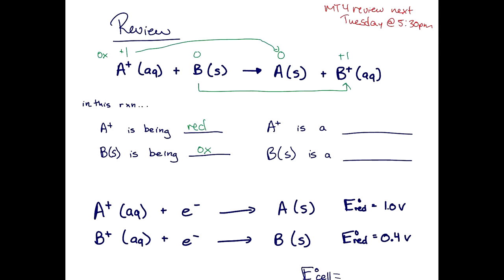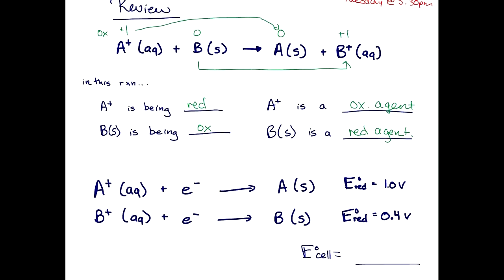So that makes A plus what kind of agent if it is being reduced? It is the oxidizing agent, while B solid, therefore, is the reducing agent because it is giving up its electrons to give to A plus to do the reducing. So that's just inspecting oxidation numbers and categorizing your reactants as either being oxidized or reduced, and oxidizing agent, reducing agent. The ideas of reduction and oxidation and agents are very closely tied to one another.